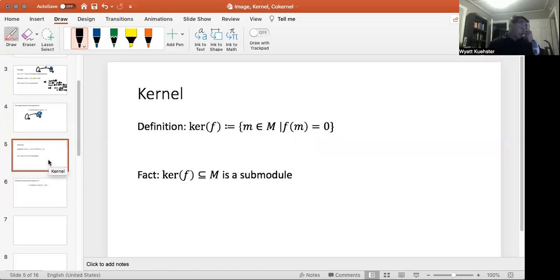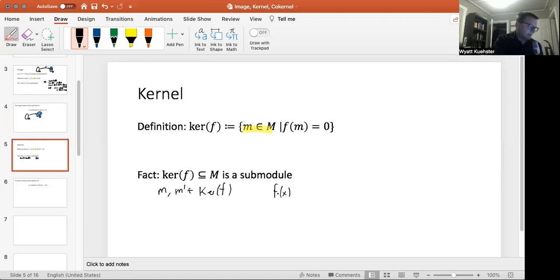Now we have another thing that we can define for a homomorphism called the kernel. And the kernel is all of the things that go to 0. So the kernel of f is all of the m in the domain that go to 0. So f of m is 0. And this is also a submodule, because if x and y are in the kernel of f, well then f of x equals 0. I guess maybe I should use m and m prime, because I used x and y for things in N. Okay, so let's do m and m prime are some things in the kernel of f.